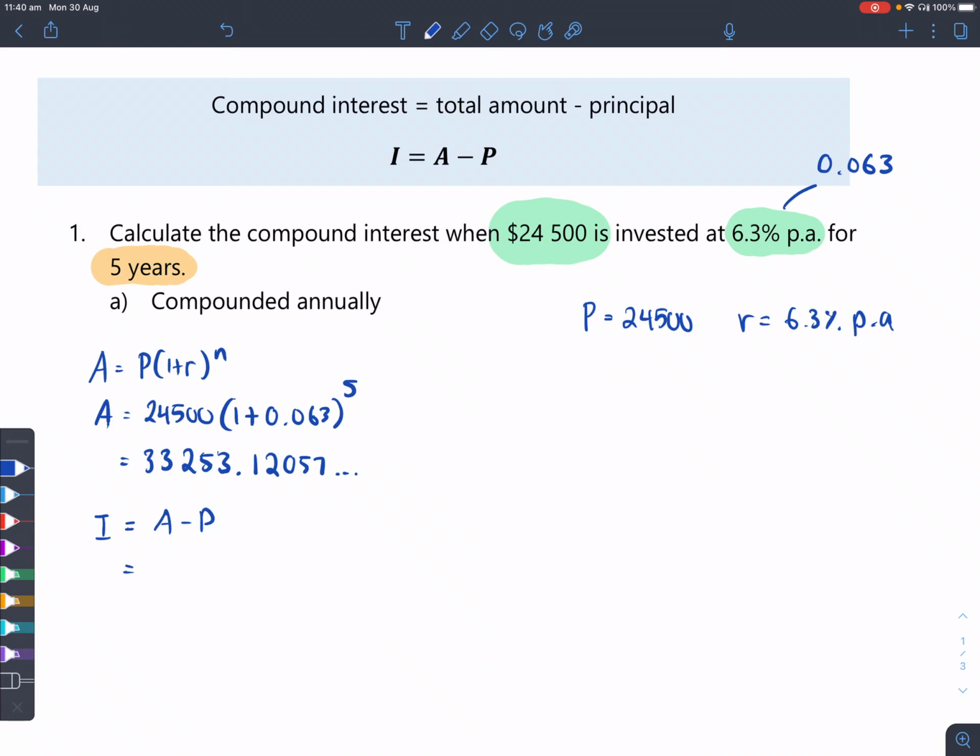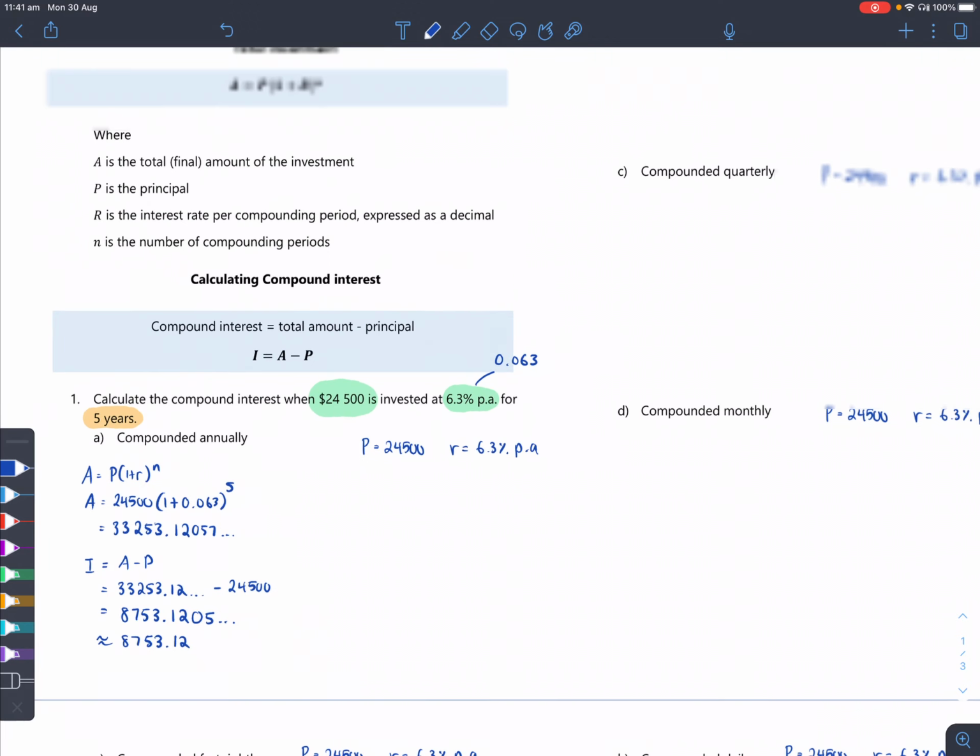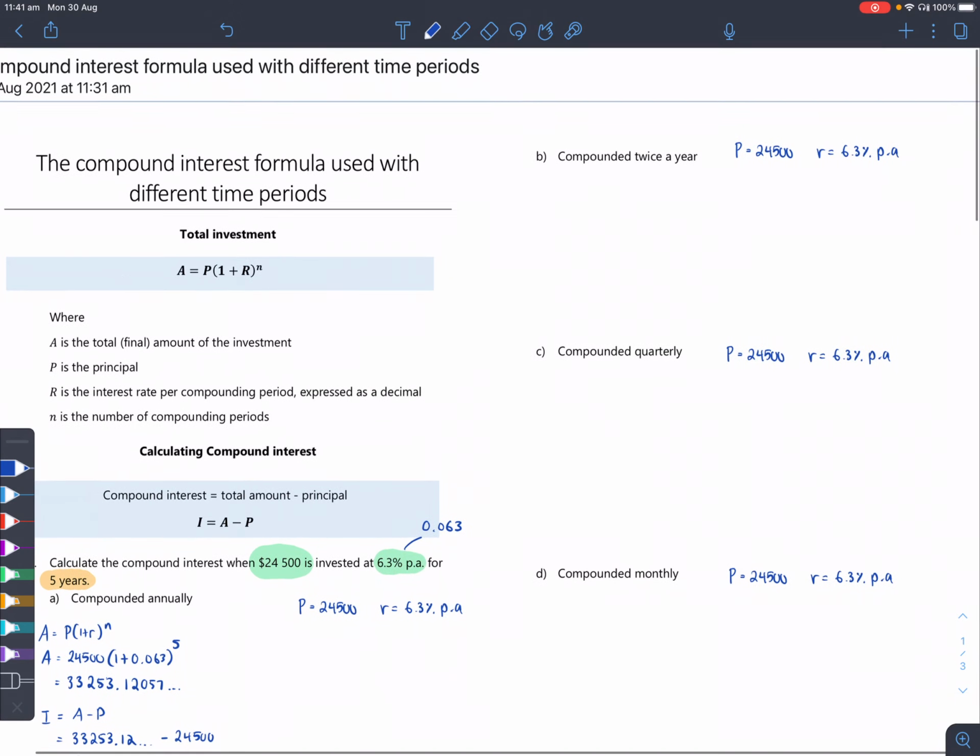Write our A value as that. So that's 33,253.12, and I'm just going to write dot, dot, dot, because there's more numbers after that. Then minus P, which is 24,500. So I've got this sitting in my calculator right now. So all I've got to do is type minus 24,500, and that will get me my interest, which is $8,753 and 12 point something cents. So there's more numbers after that. And now, because this is an important number, we round this down to $8,753.12.